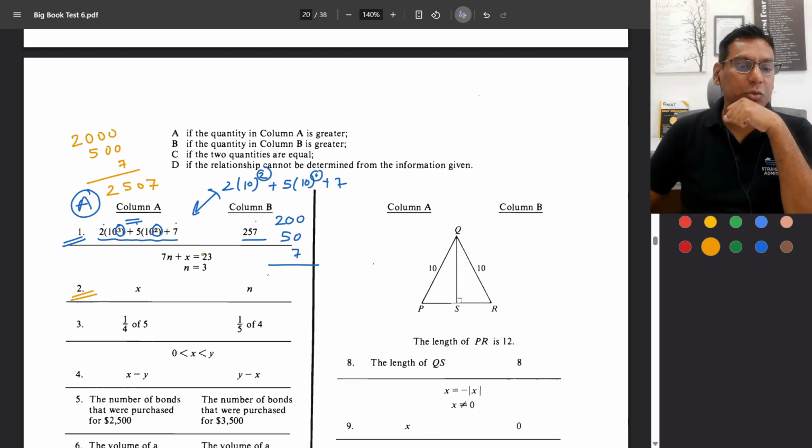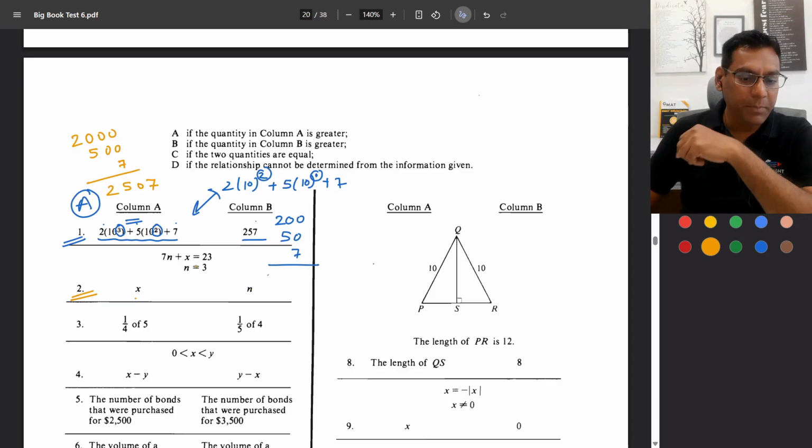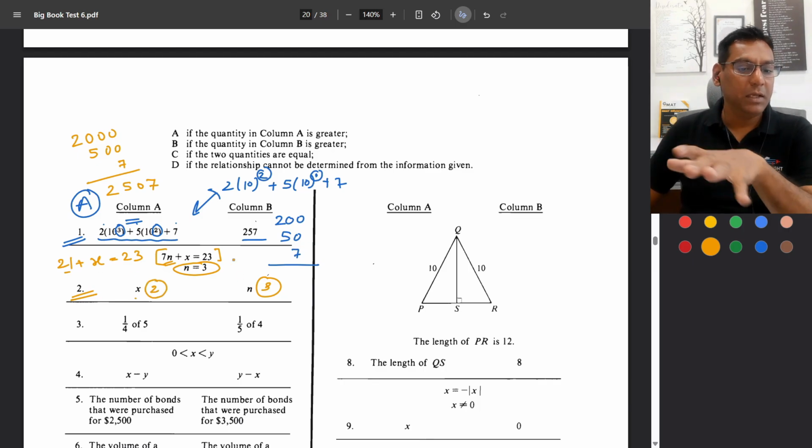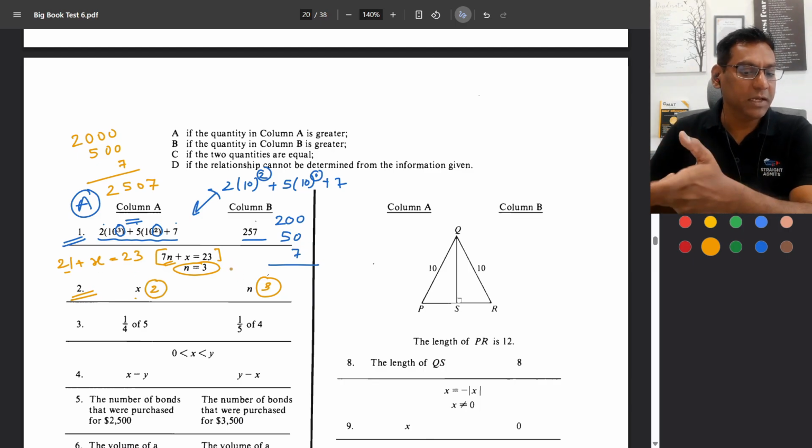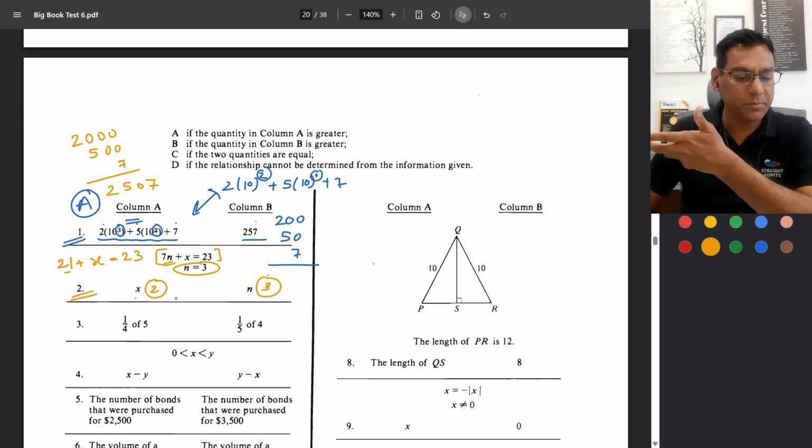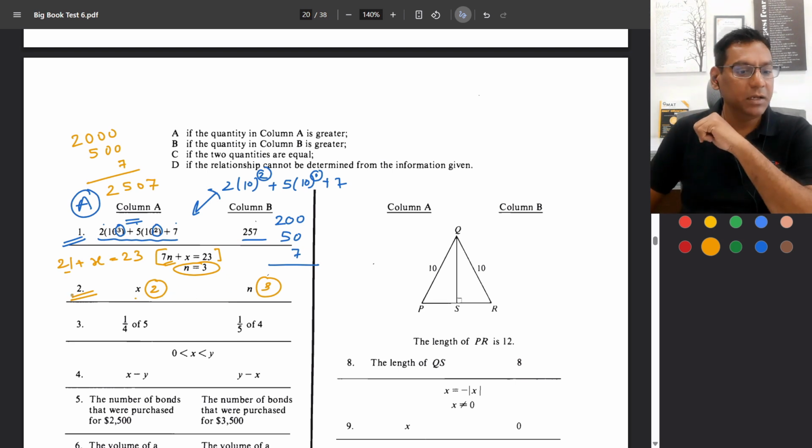Okay, question 2. X and n I have to compare. N is already given to be 3. So let me put n equal to 3 in this expression. I get 7n, that's 21, plus x is equal to 23. So x is going to be 2. Is there any complication here? Zeros, negatives, no complication. So it's straightforward. 2 to be compared with 3, answer is going to be B.